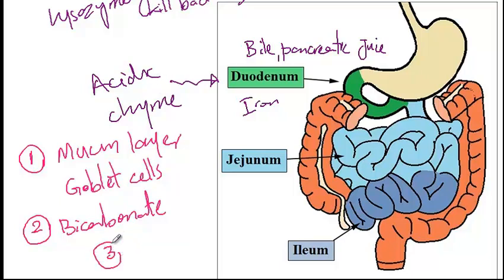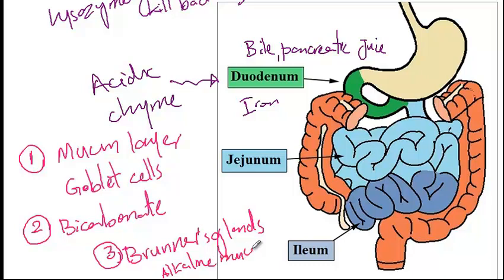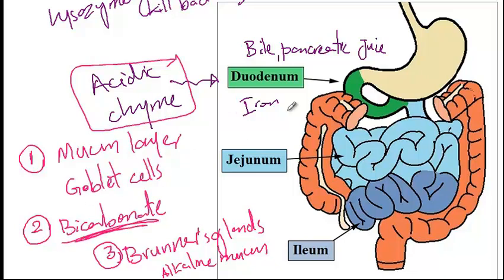And then finally, it has Brunner's glands that are secreting an alkaline mucus in the duodenal submucosa to protect against stomach acidic chyme. All right, so via production of mucus layers by goblet cells, as well as production of the alkaline mucus by Brunner glands, the duodenum is able to protect itself from acidic chyme. And then finally, the bicarbonate that is released from pancreas also helps neutralize the acidic chyme in the duodenum. So that's the function of duodenum.